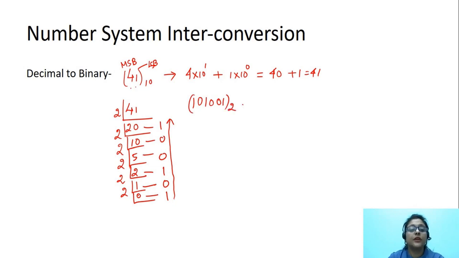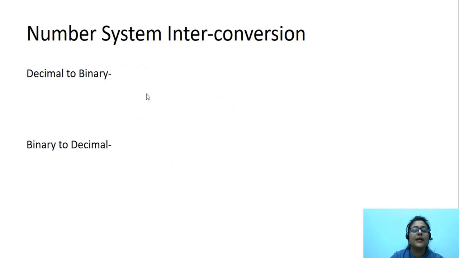So this is the method of converting a decimal to a binary. Next, let us see how to convert a binary to a decimal. Let's say we have a binary number 1100. Now, as before, this will be the LSB, then this is 1SB, this is 2SB, and this is MSB.